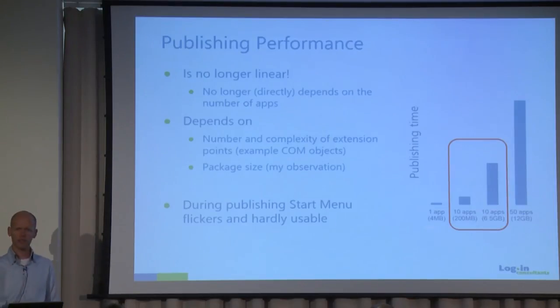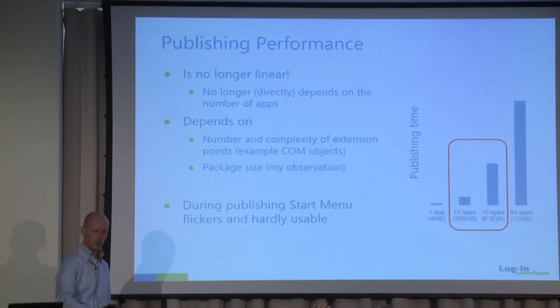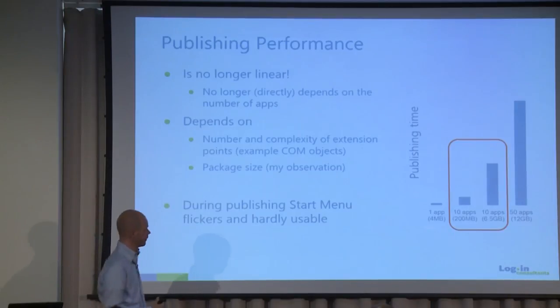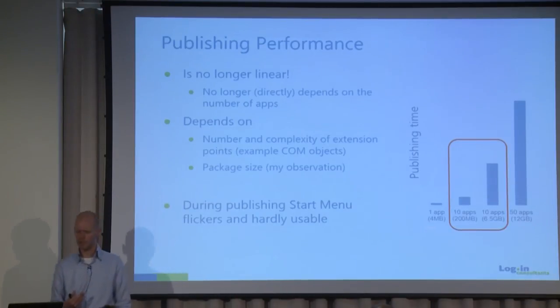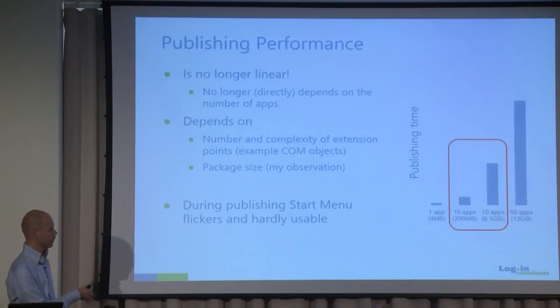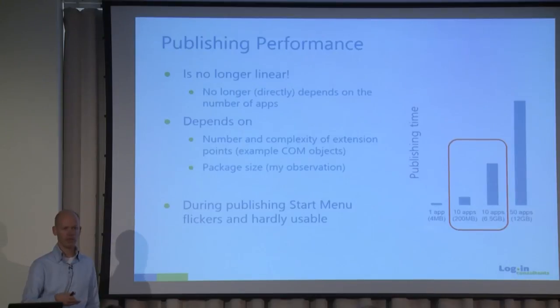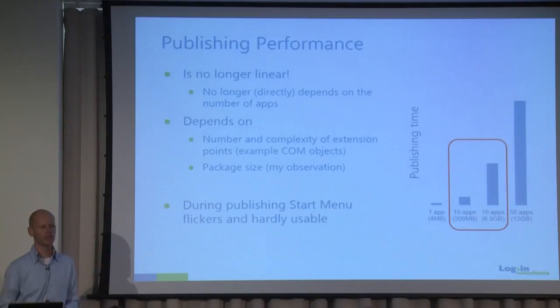So remember, this is a stateless VDI environment, so the new users that log on need a publishing every time. And I found that not only was the publishing slower compared to AppV4, it's also no longer linear. That's the one that worried me a little bit, because I had a test environment where I had 10 applications of a size of 200 megabytes delivered, and it took X amount of seconds. And I had 10 other applications that were larger, and it took longer. So it was not like, the more applications you have, the longer the publishing will take.